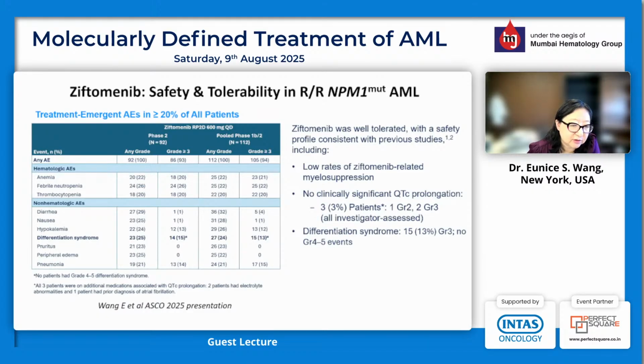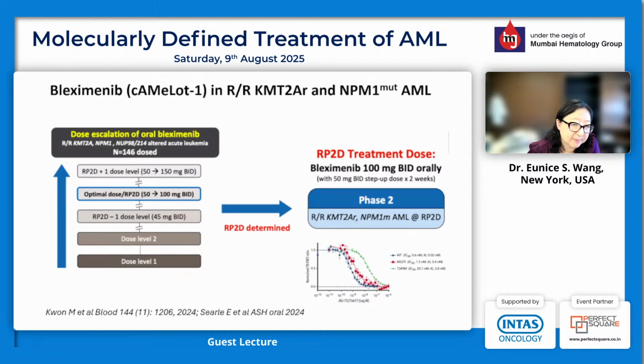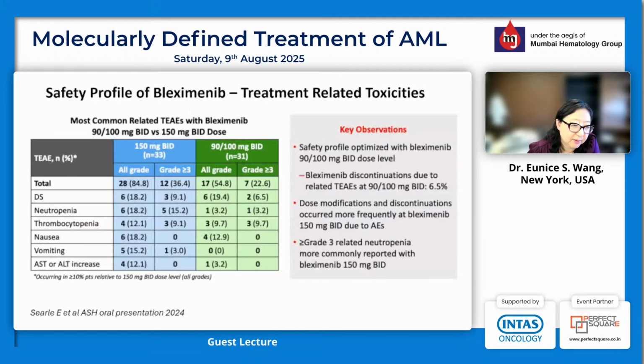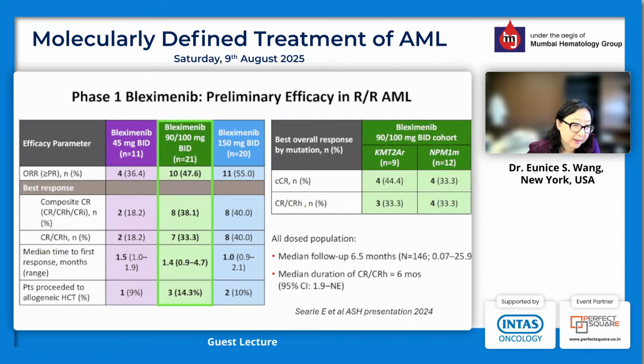Again, differentiation syndrome occurred in 25% of patients, 15% were grade 3, but there was no QTc prolongation. There were only 3 patients out of almost 100 who had QTc prolongation, so this was not detected in these patients. There is bleximenib, which is another J&J study drug, also a very potent menin inhibitor, which also induces differentiation syndrome in about 20% of patients, but no significant QTc prolongation. And again, CR rates we think of as about 20 to 30% in patients with both KMT2A and NPM1 mutant disease.